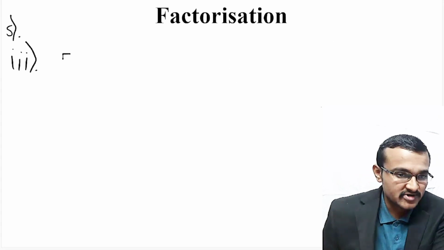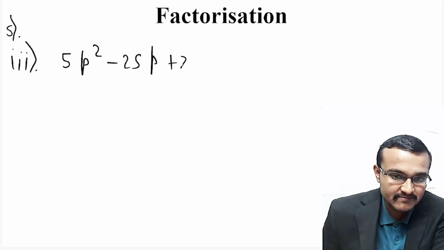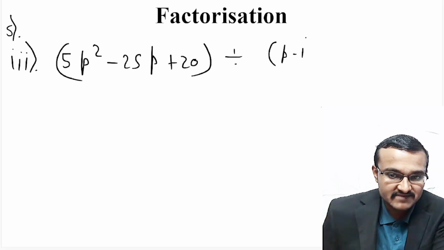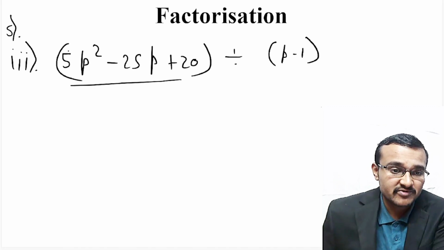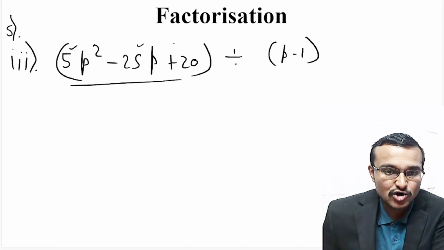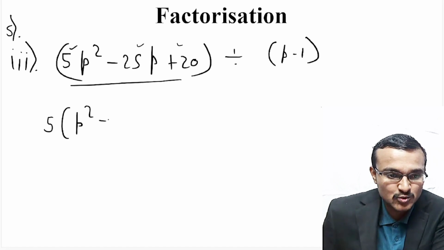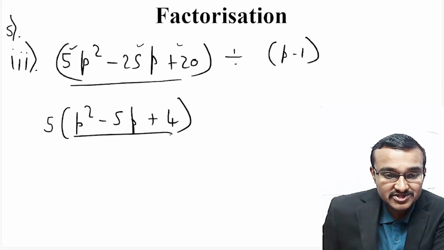Coming to the third question in this particular fifth question, they have given 5p square minus 25p plus 20 divided by p minus 1. So you can actually factorize this particular expression. So before factorizing you can actually take 5 common among all these 3 terms. So when you take 5 common in these 3 terms, you will be having p square minus 5p plus 4 inside bracket. So this acts as one particular algebraic expression.